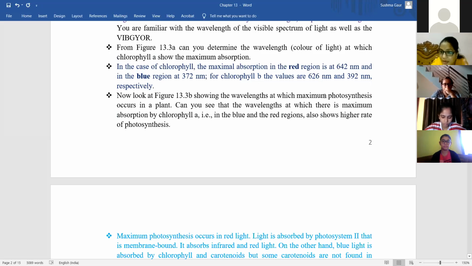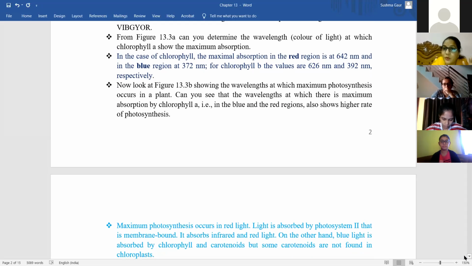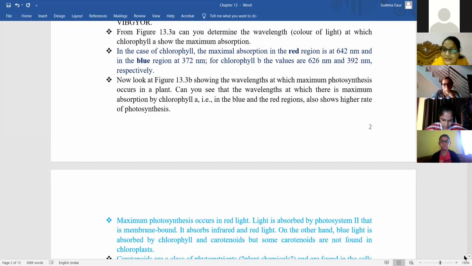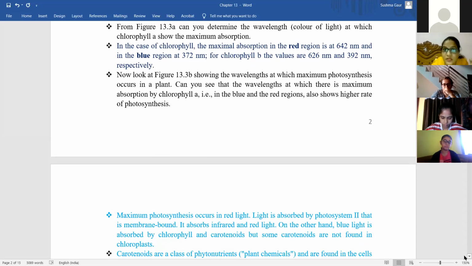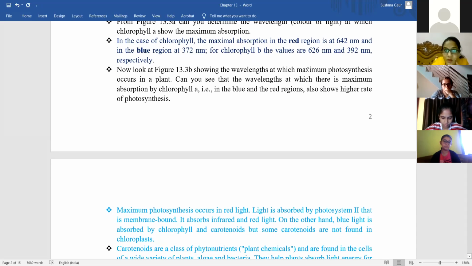Okay? Chlorophyll A absorbs red and blue light, and this chlorophyll A is basically involved in the process of photosynthesis the most, because it is absorbing red and blue light. It absorbs in the red and blue light regions, that is why. Okay, so this thing you have to learn.